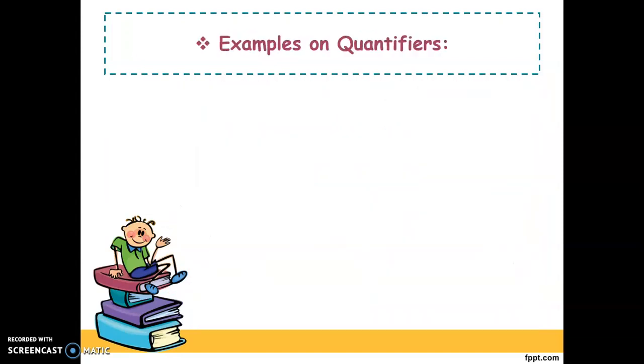Now, we're going to talk about examples on quantifiers. So now that we know what quantifiers are, and we've refreshed our memories and remembered the 2 types of nouns, I think you guys are ready for some examples on quantifiers. Do you think so? Great!